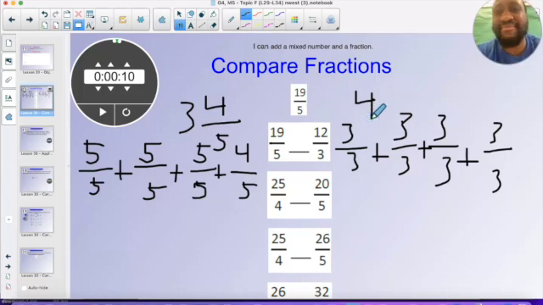When we are comparing mixed numbers, the first thing we always do is compare the wholes. So 4 is greater than 3, so that means 12 thirds is greater than 19 fifths.